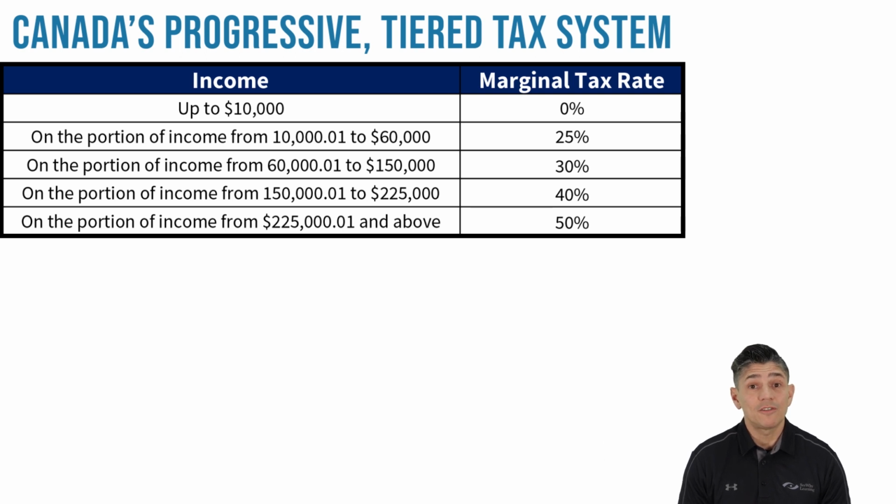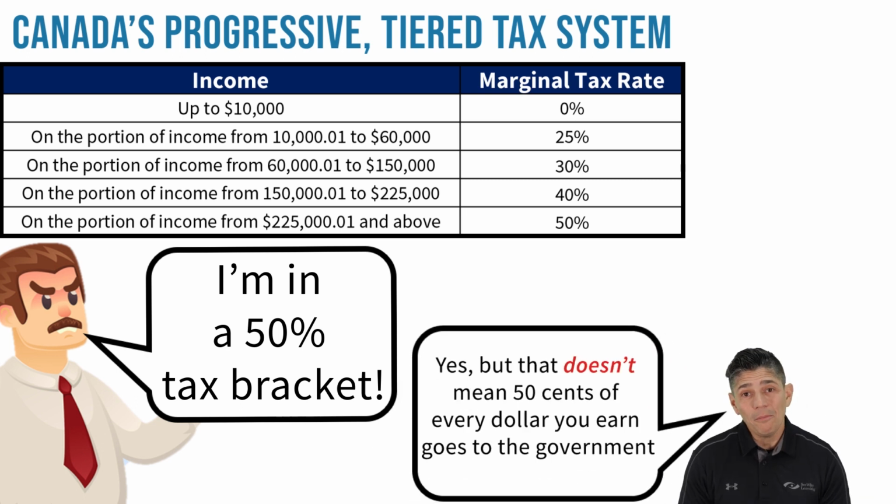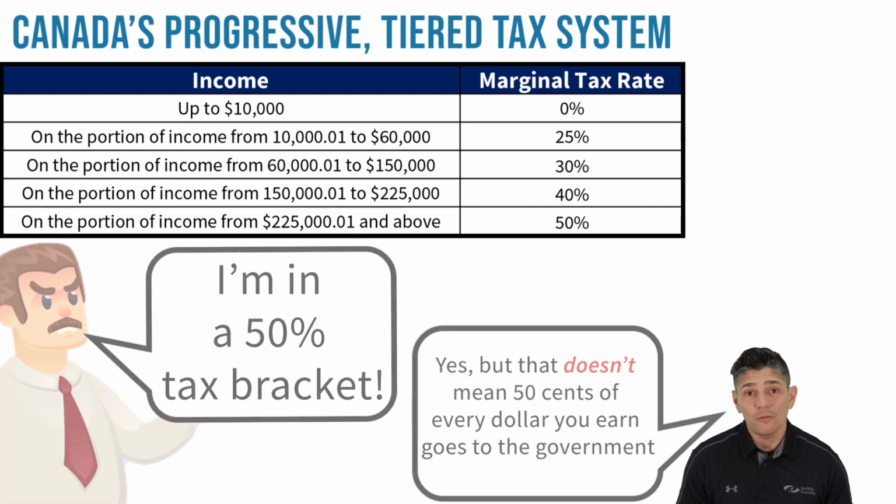Canada has a progressive tiered tax system, which means as your income increases from one tier to the next, so does the percentage of income tax you pay. Have you ever heard someone complain, "I'm in a 50% tax bracket"? Well, this type of statement is often misunderstood. It does not mean that 50 cents of every dollar you earn goes to the government.